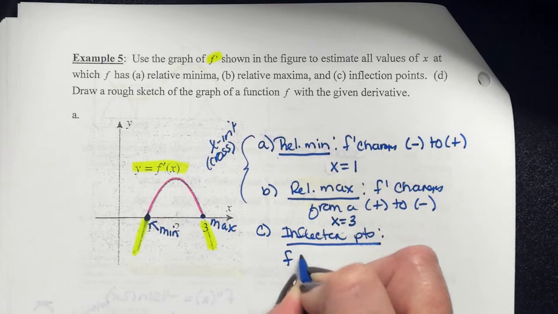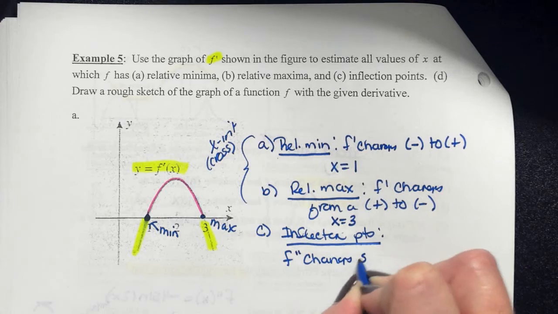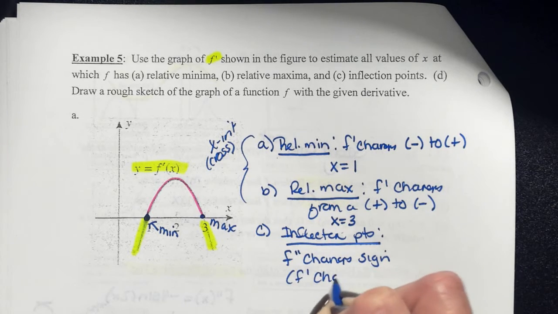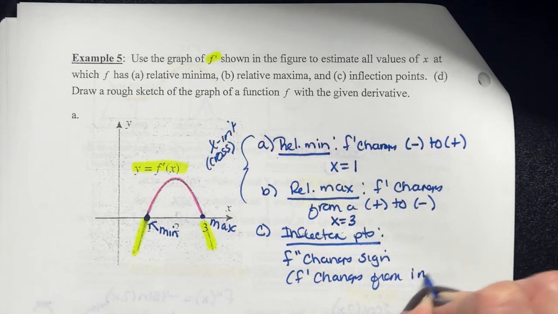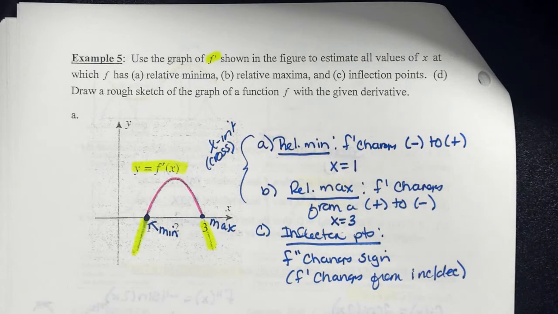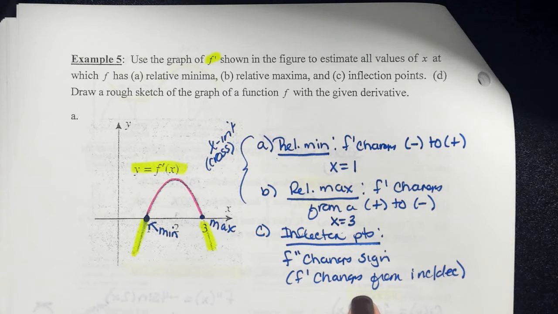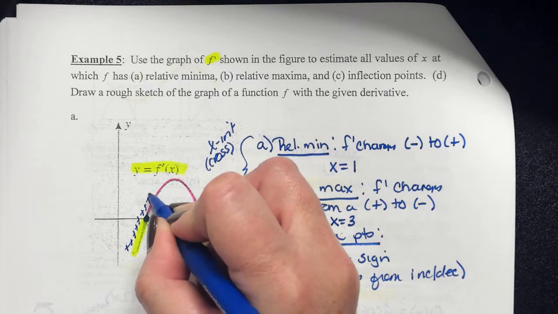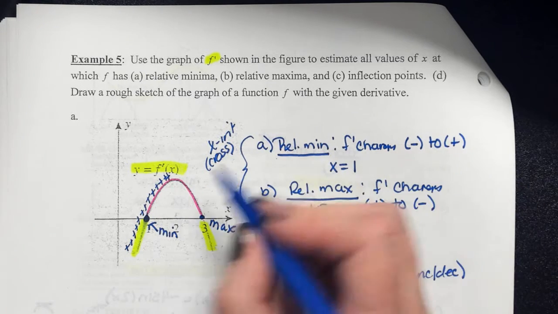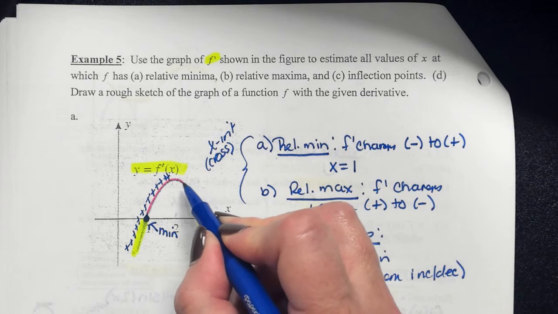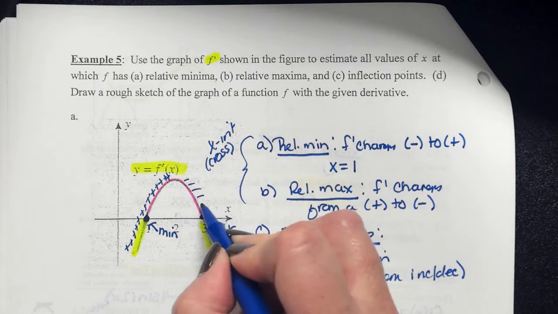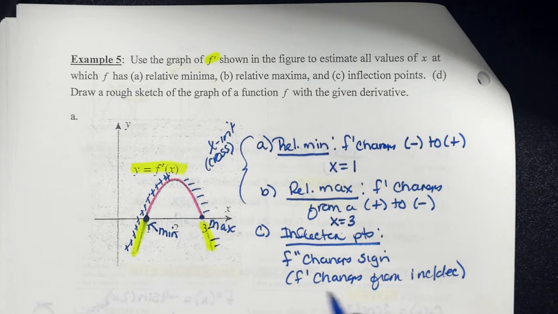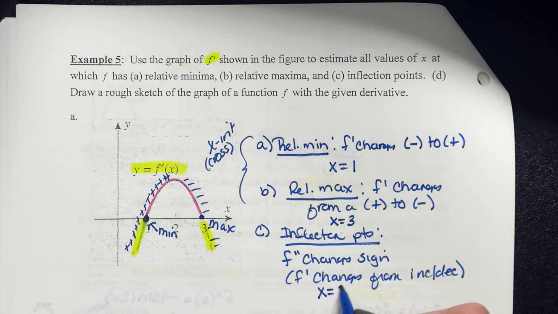Remember, the inflection point is where f double prime changes sign, or where f prime changes from increasing to decreasing or decreasing to increasing. Remember, you're looking at the derivative of the derivative. So this is where you're looking at the slope of all your tangent lines. So notice, when I'm less than 2, the slope of all these tangent lines are positive. But what happens with the slope of all my tangent lines when I pass through 2? They're changing from positive slopes to what? Negative. So where's my inflection point then going to be for f? My inflection point is going to be at x equals what? 2.